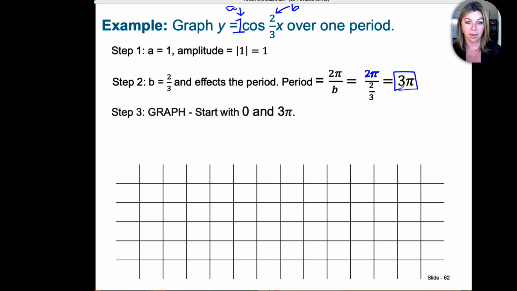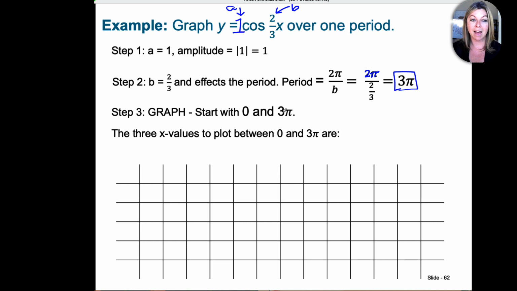All right, so we're going to graph this now. We're going to start with 0 and 3 pi. Those are our 2 points, 0 and 3 pi. And then we're going to plot the 3 values between 0 and 3 pi. We know those are going to be 1/4 of the way, half the way, and 3/4 of the way.